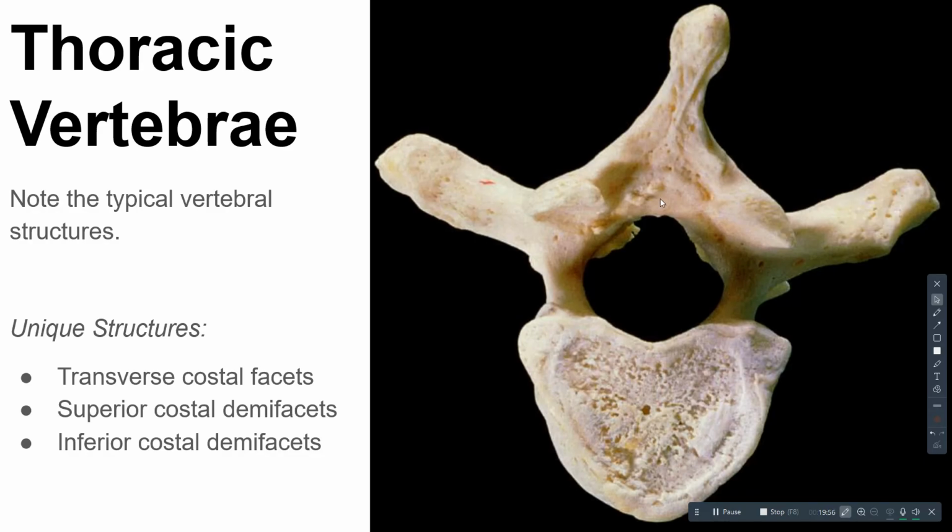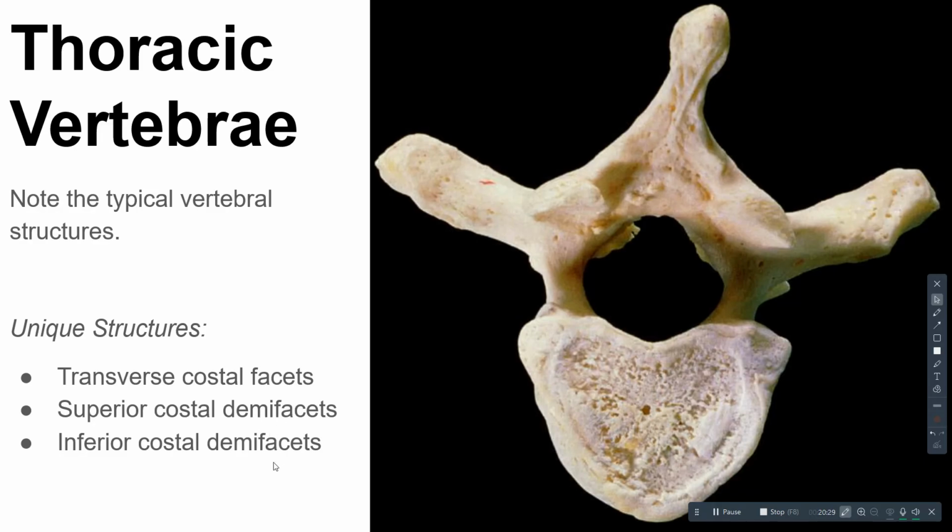Now, remember, one of the unique things about thoracic vertebrae was they are going to articulate, they are going to form joints with ribs. So I'm going to have a bunch of smooth regions for the ribs. In fact, on each side, I'm going to have 3 extra facets for the ribs. I'm going to have a transverse costal facet, and then superior and inferior costal demifacets.